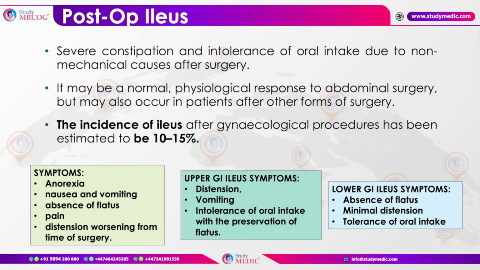Depending on whether it is upper GI or lower GI, the symptoms might vary. In upper GI ileus, the patient might present with distension, vomiting, intolerance of oral fluid intake with preservation of flatus. However, in lower GI ileus, patients usually tolerate oral feeds. However, there is absence of flatus and mild distension may be there.